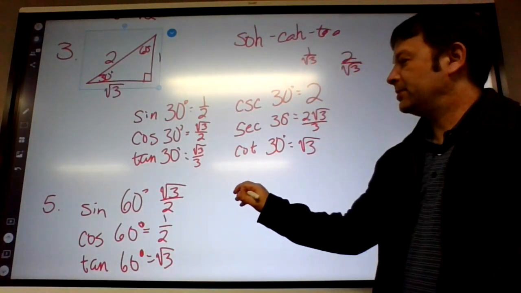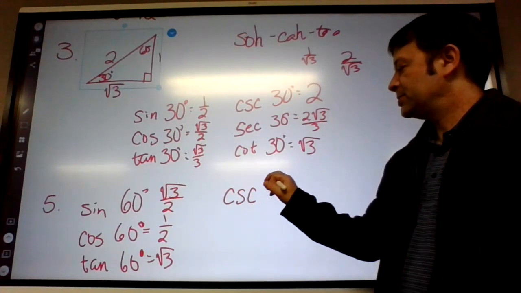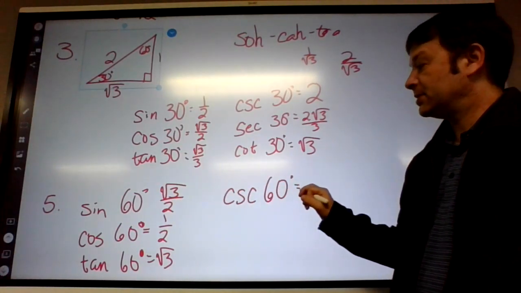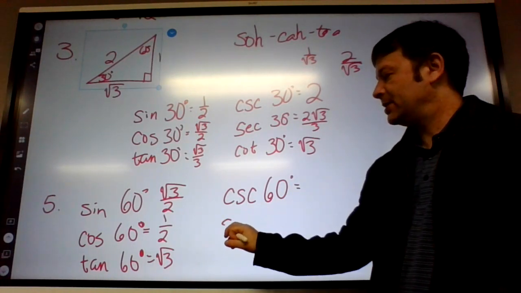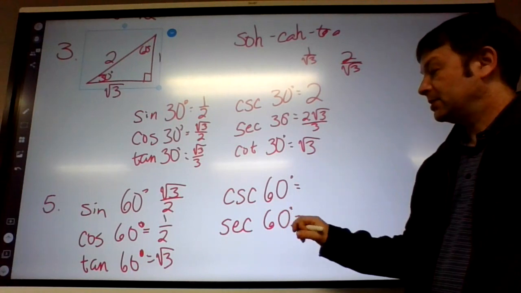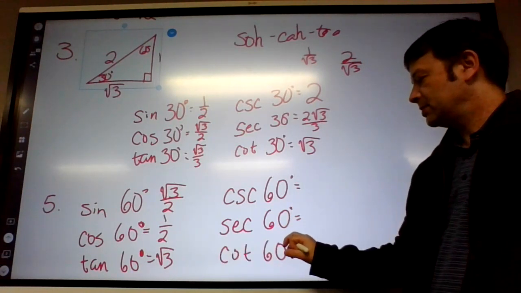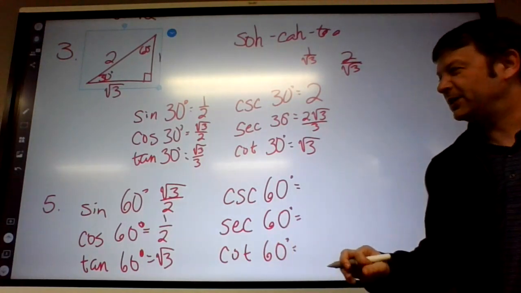Okay, and then what's the opposite of sine? Cosecant is what it's called, cosecant. Opposite of cosine, secant. Opposite of tangent, cotangent. Okay, try and get these in your head.